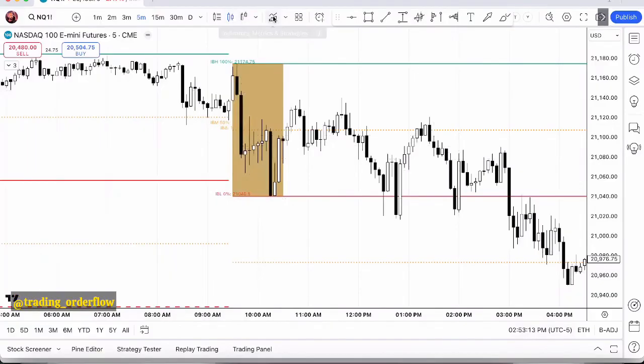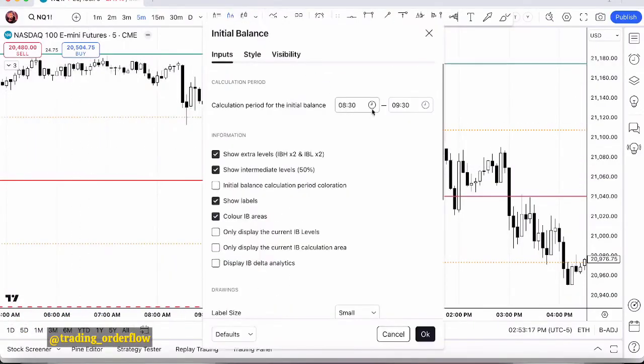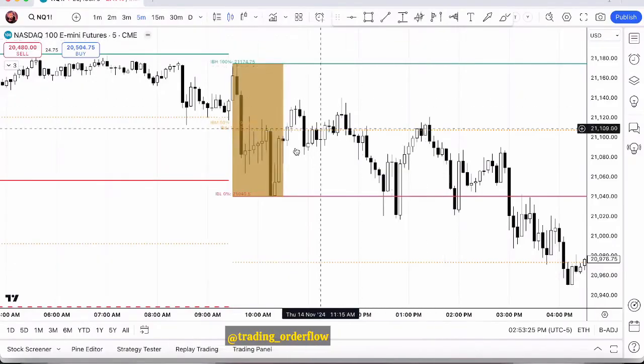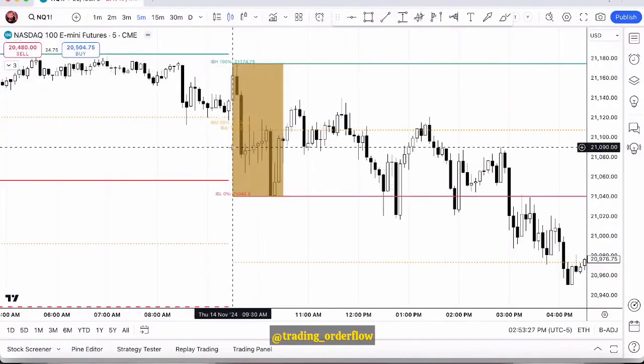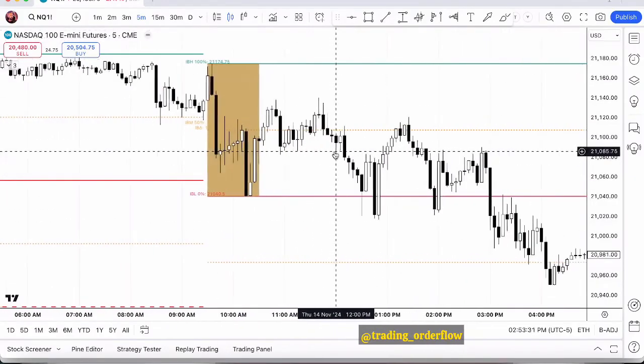I don't know what's going on, but if I go to the details, I actually have it set from 8:30 to 9:30. It's off by an hour. I don't know why, so you might have the same problem. Just double check. Just make sure that this orange box is from 9:30 to 10:30. That will give you your IB high and low.